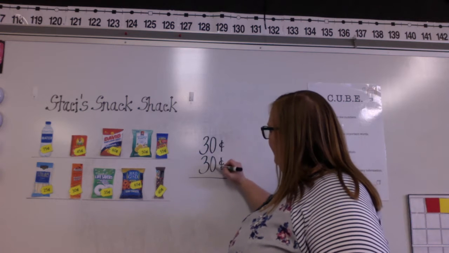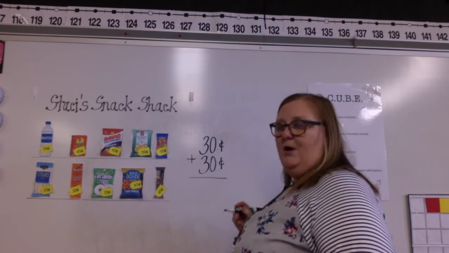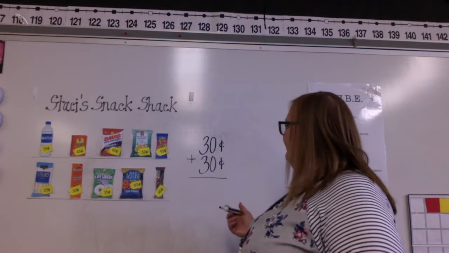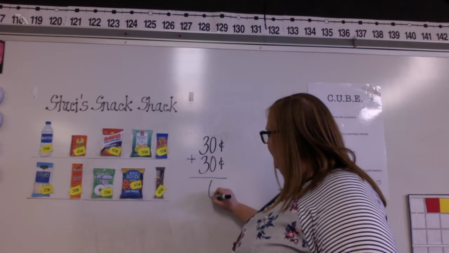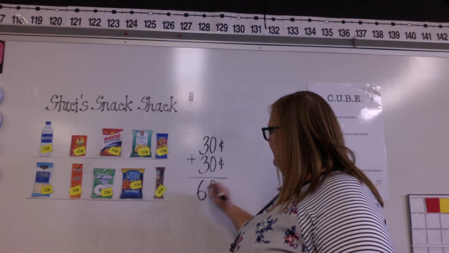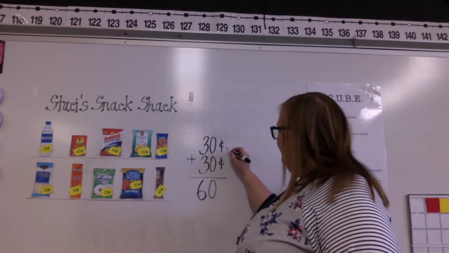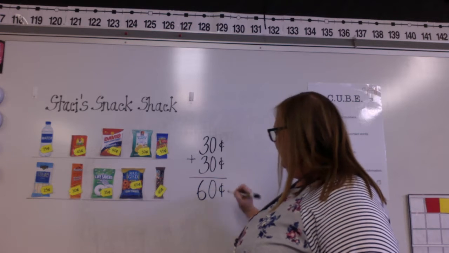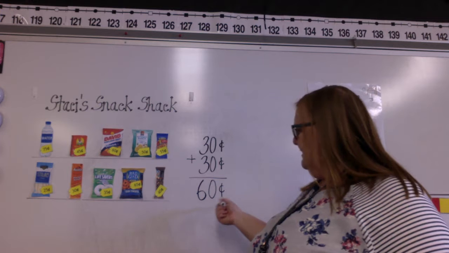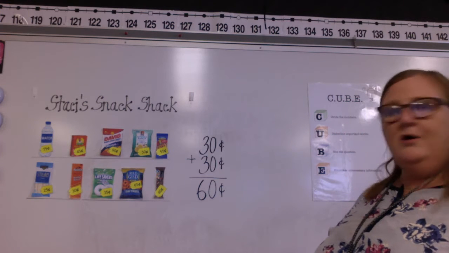So let's add. We're going to add 0 plus 0, because remember, how much money did we spend? We want to know how much we spent altogether. So 0 plus 0 is 0, and 3 plus 3 is 6. And when you're working with money, don't forget to bring down the cent sign or the dollar sign, whatever's in the problem. So far we have 60 cents that we've spent.